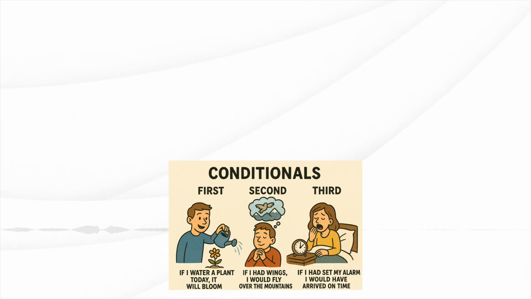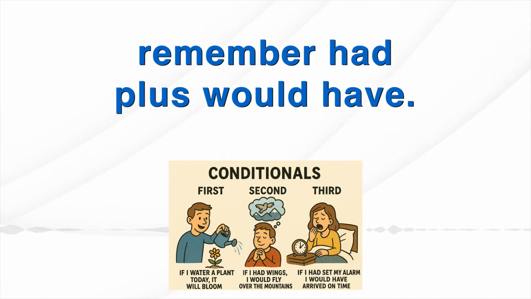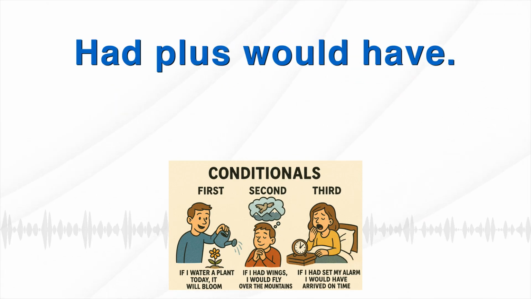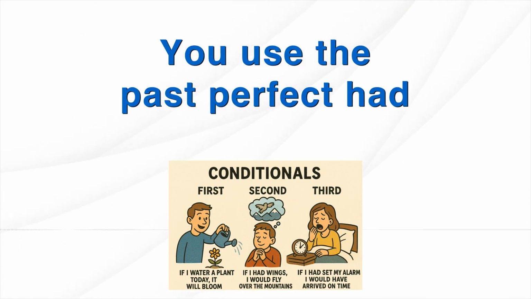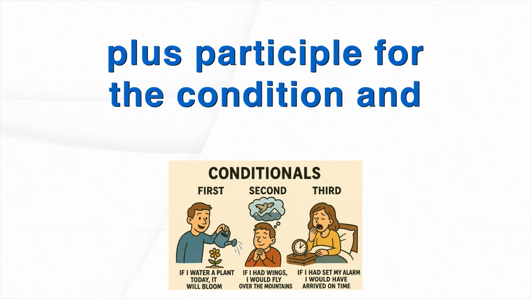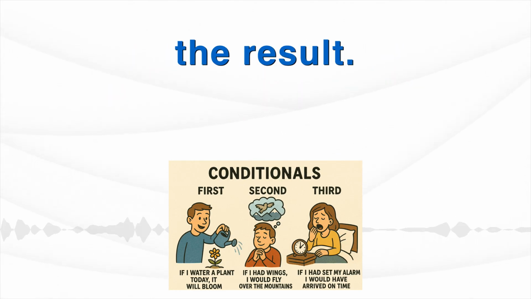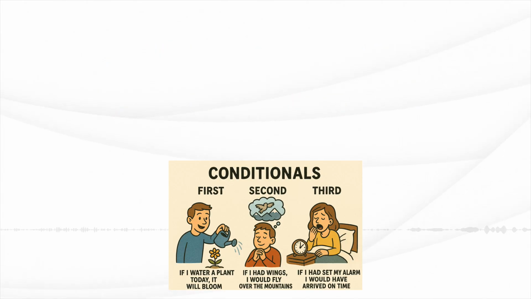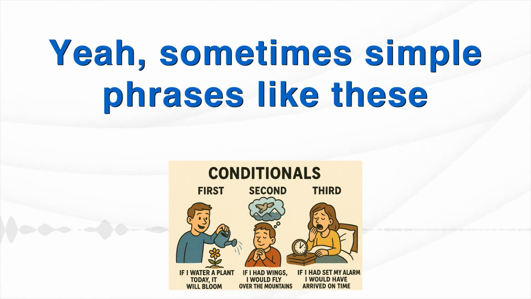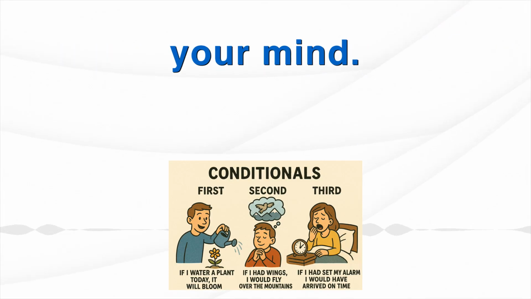Would for the outcome. And finally, for the third conditional, remember, had plus would have. Had plus would have. You use the past perfect, had plus participle, for the condition and would have plus past participle for the result. That maps directly onto the structure. Very helpful. Yeah, sometimes simple phrases like these can really help them stick in your mind.